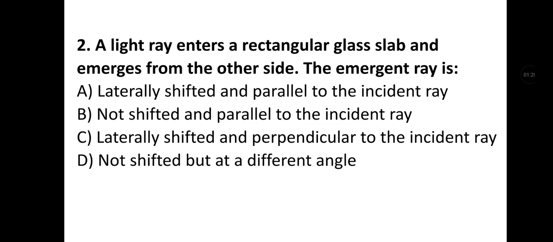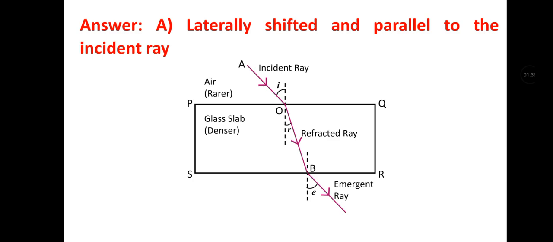Question number 2 in physics. A light ray enters a rectangular glass slab and emerges from the other side. The emergent ray is. Please guess the answer. The answer is laterally shifted and parallel to the incident ray.